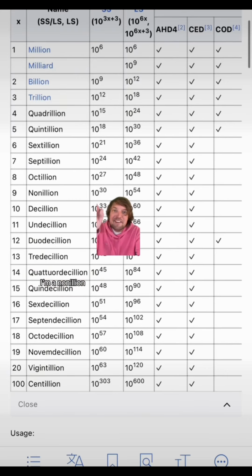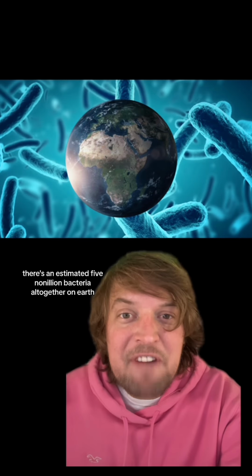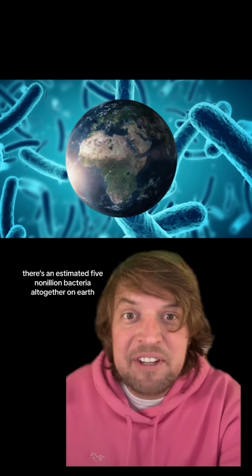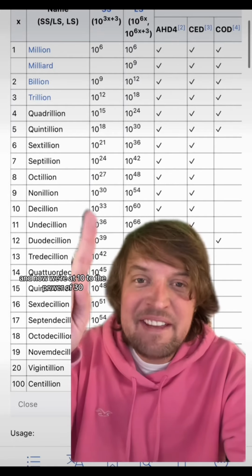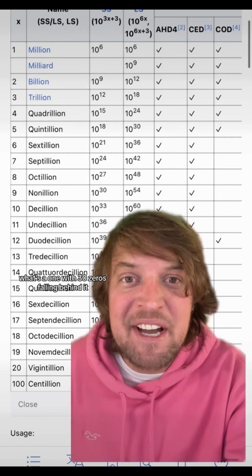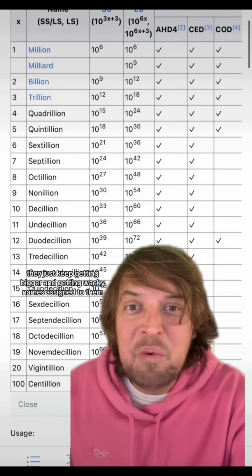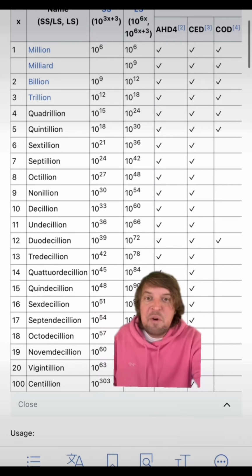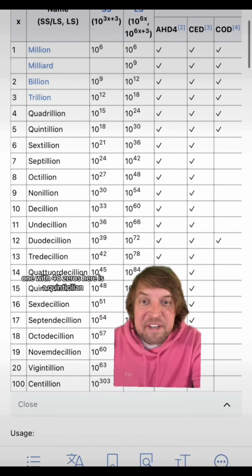1,000 octillion's a nonillion. There's an estimated 5 nonillion bacteria altogether on Earth. Right now we're at 10 to the power of 30. What's a 1 with 30 zeros following behind it? They just keep getting bigger and getting wacky names assigned to them. 1 with 48 zeros here is a quindecillion.